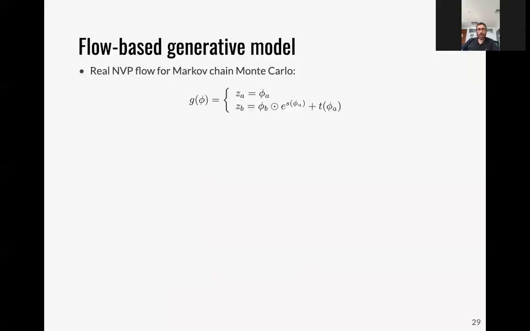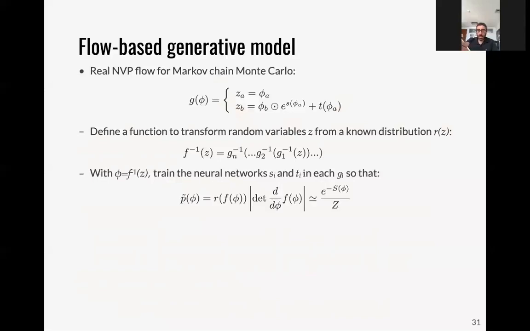Okay, so to summarize, you have this non-volume preserving flow where you define a function like this to transform your variables. You can chain these in this way. And then, since you can compute, for any given function here, what p tilde of phi will be.